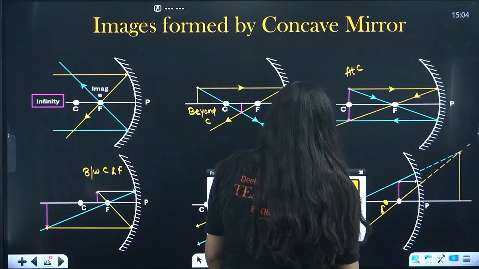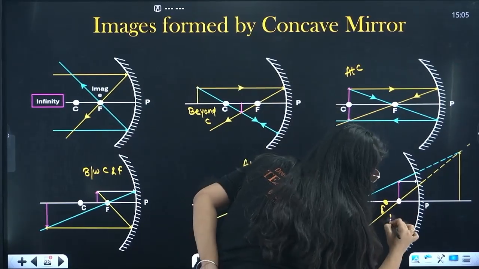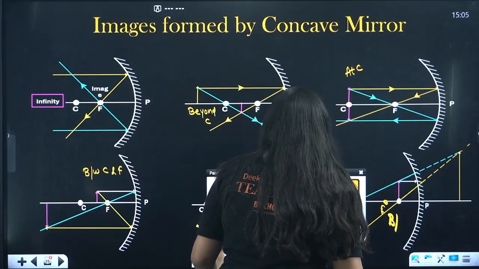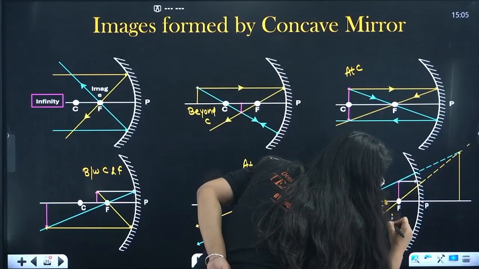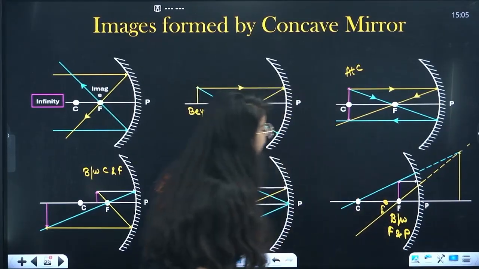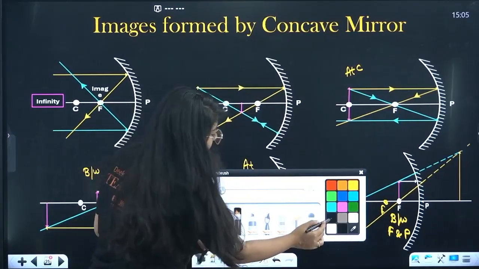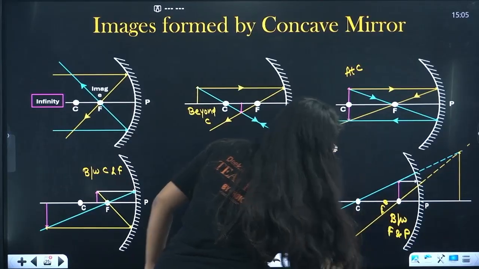Okay. So, object beta is between, give me a second. The object is between focus and pole, right? You can clearly see that it is between focus and pole, right? Hey, I erased it. Okay.